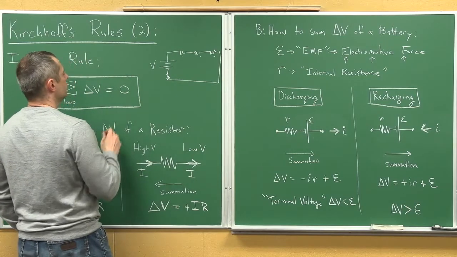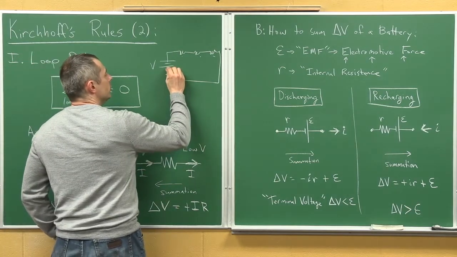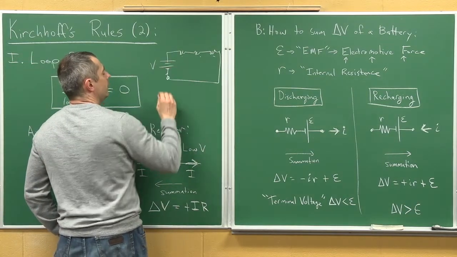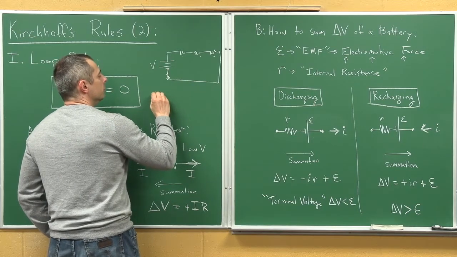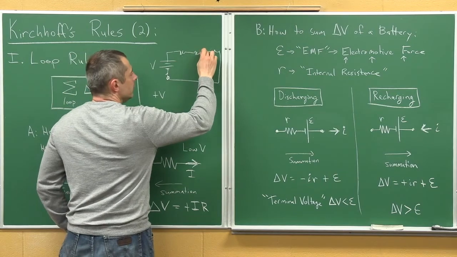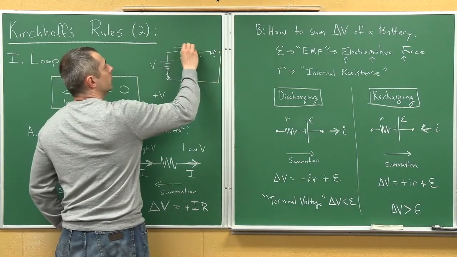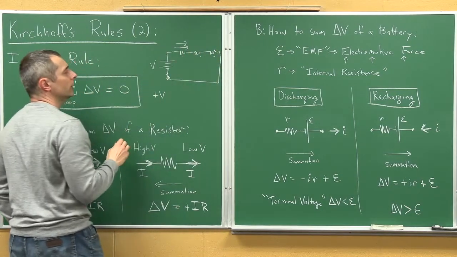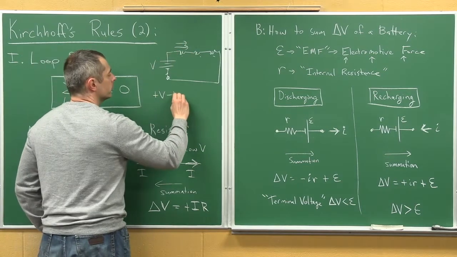adding up the voltages. So if you walk through this battery, you're going from the negative side to the positive side, so you go plus the voltage of the battery. Then you go through these minus IR, minus IR, minus IR, because you're going in the direction of the current, so you're going from high to low volts.